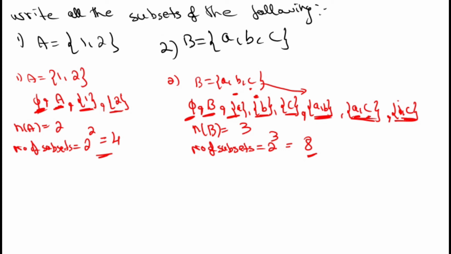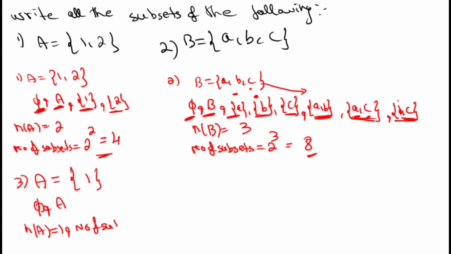Okay, take the third example. Set A is equal to singleton 1. What are the subsets? Subsets are, one is the empty set, another one is the given set. Again we can't write singleton 1 separately, right? That is the given set A only, right? Here see, n(A) is equal to 1. What's the number of subsets? The number of subsets is equal to 2 to the power 1. It's equal to 2 only. Here you can see, right? The empty set and the given set, because singleton 1 is itself the given set, therefore only two subsets.